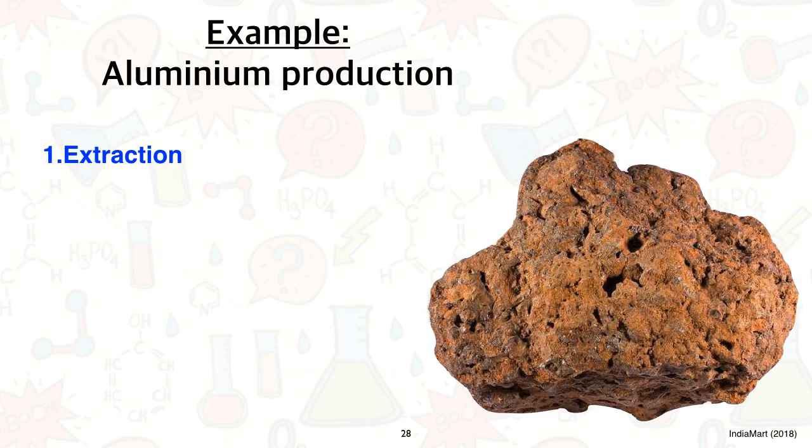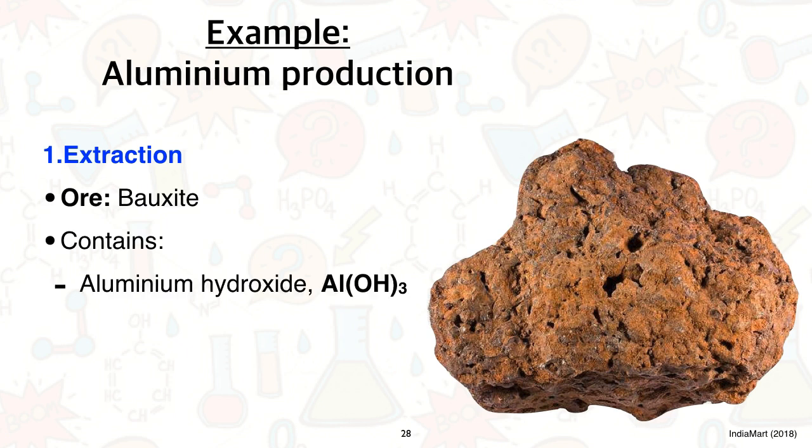So aluminium production. So extraction, the ore itself is called bauxite, and Australia, in actual fact, is the largest producer of bauxite. It does contain these main ingredients.